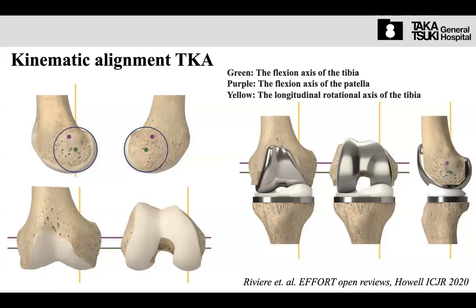And the second one is the patellar axis. It is parallel to the green line, but a little bit proximal and anterior, and a little bit wider. And the third one is the yellow line, the tibial rotation longitudinal axis. So it implies the medial pivot motion, because the tibia rotates around this yellow line. As a result, the tibia movement is rotation.